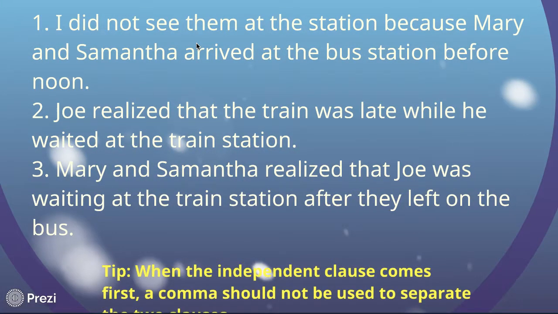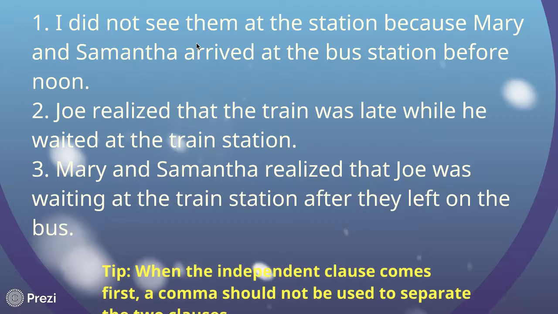I did not see them at the station because Mary and Samantha arrived at the bus station before noon. In this case, no comma separating the independent and dependent clause. One of those funky rules that you have in English. You start off with a dependent clause, comma, independent clause. If you go independent clause followed by dependent clause, no comma necessary.